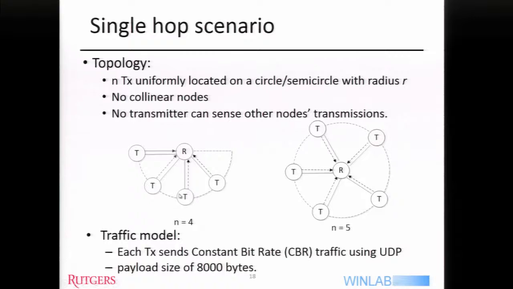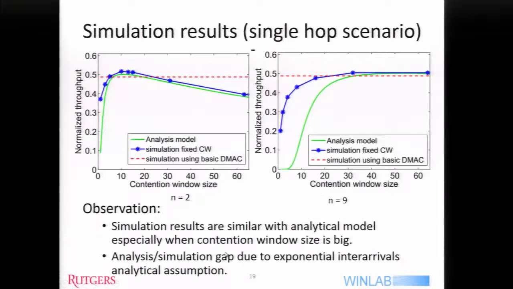We first start with the single hop scenario. In that scenario, there will be n transmitters located on a circle with a radius r. There will be no collinear node, and no transmitter can sense other nodes' transmissions. We also use CBR traffic over UDP.